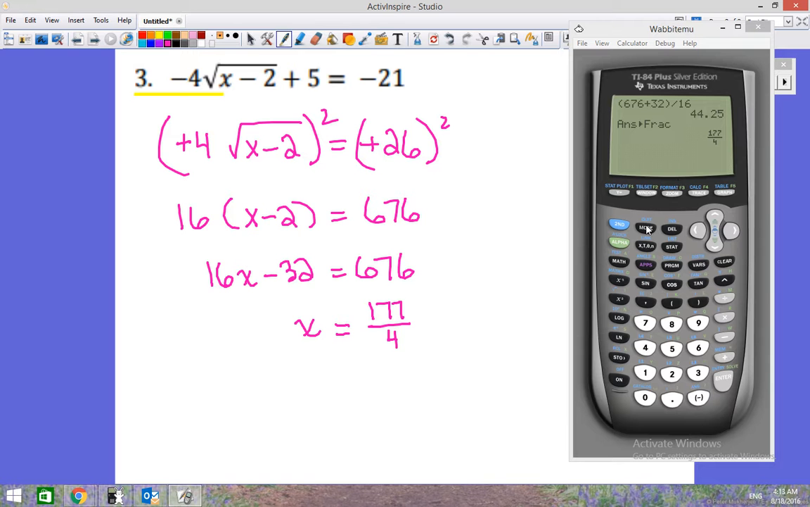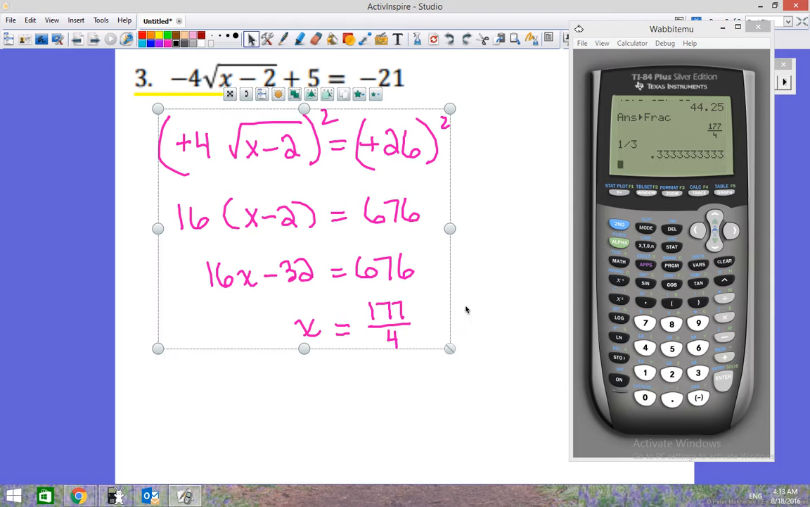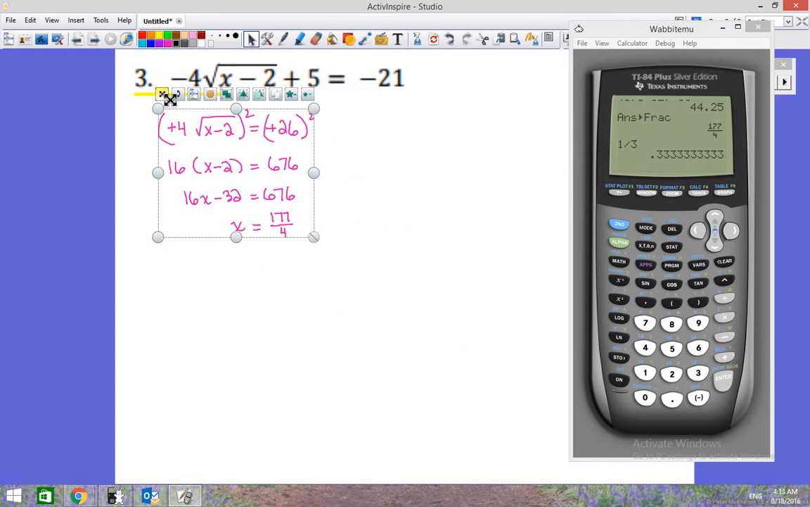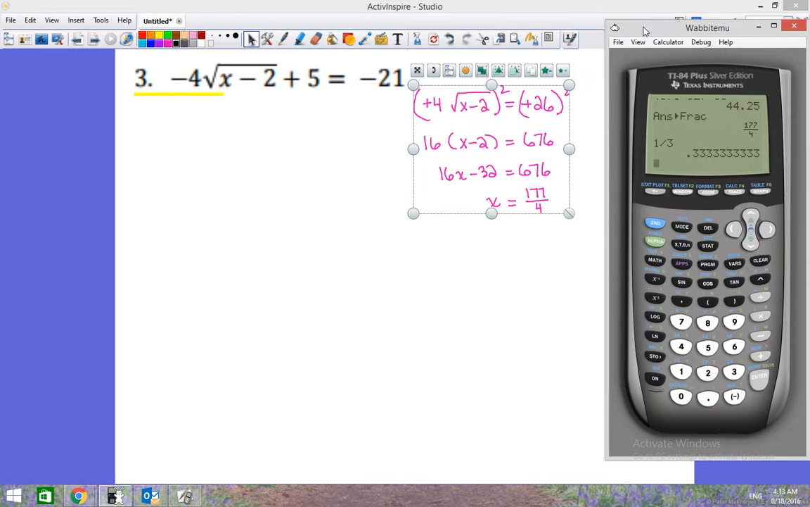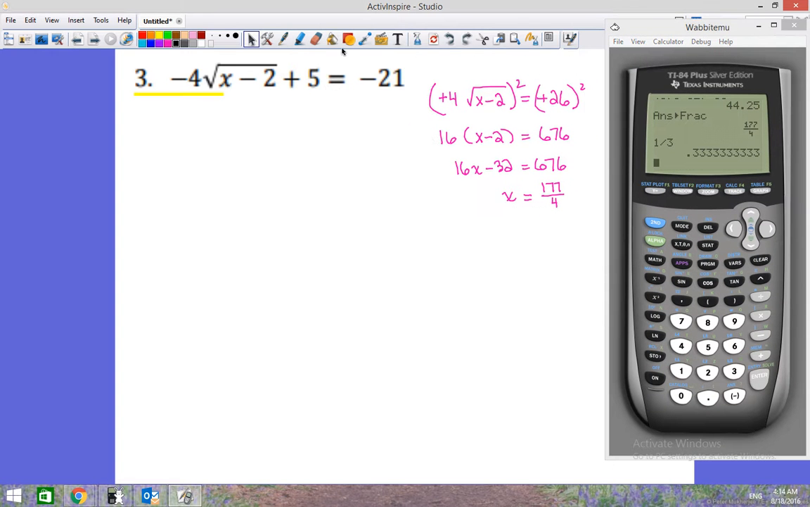I do want to be careful and not give decimal approximations, to be exact. If I want to give the answer of 1/3 as opposed to 0.3, because these 3s go on forever, that's just the decimal approximation. This calculator has approximated that fraction to about 9 decimal places. All right, but anyway, let's plug this in and check and see if this is in fact a solution.